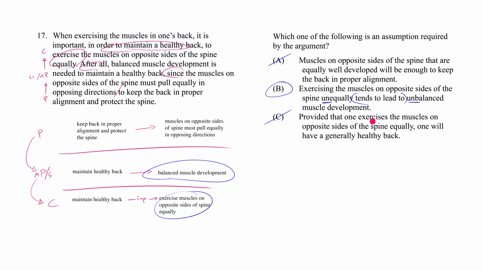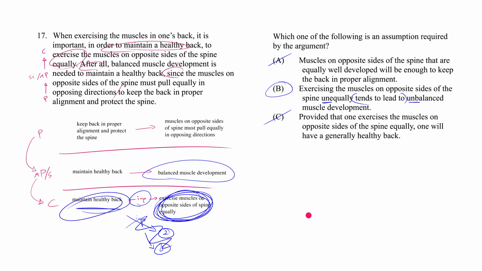Now, if you want to know substantively why this is not necessary, it's because the conclusion didn't say that this will be sufficient to get you a healthy back. The conclusion said, if you want to maintain a healthy back, it's important that you do this. Is it also important that you do some other thing or some third thing? Yeah, it's totally possible. C says, well, hold on, no. As long as you do this, you're going to have this. No, we don't need that, right? We absolutely just do not need it.